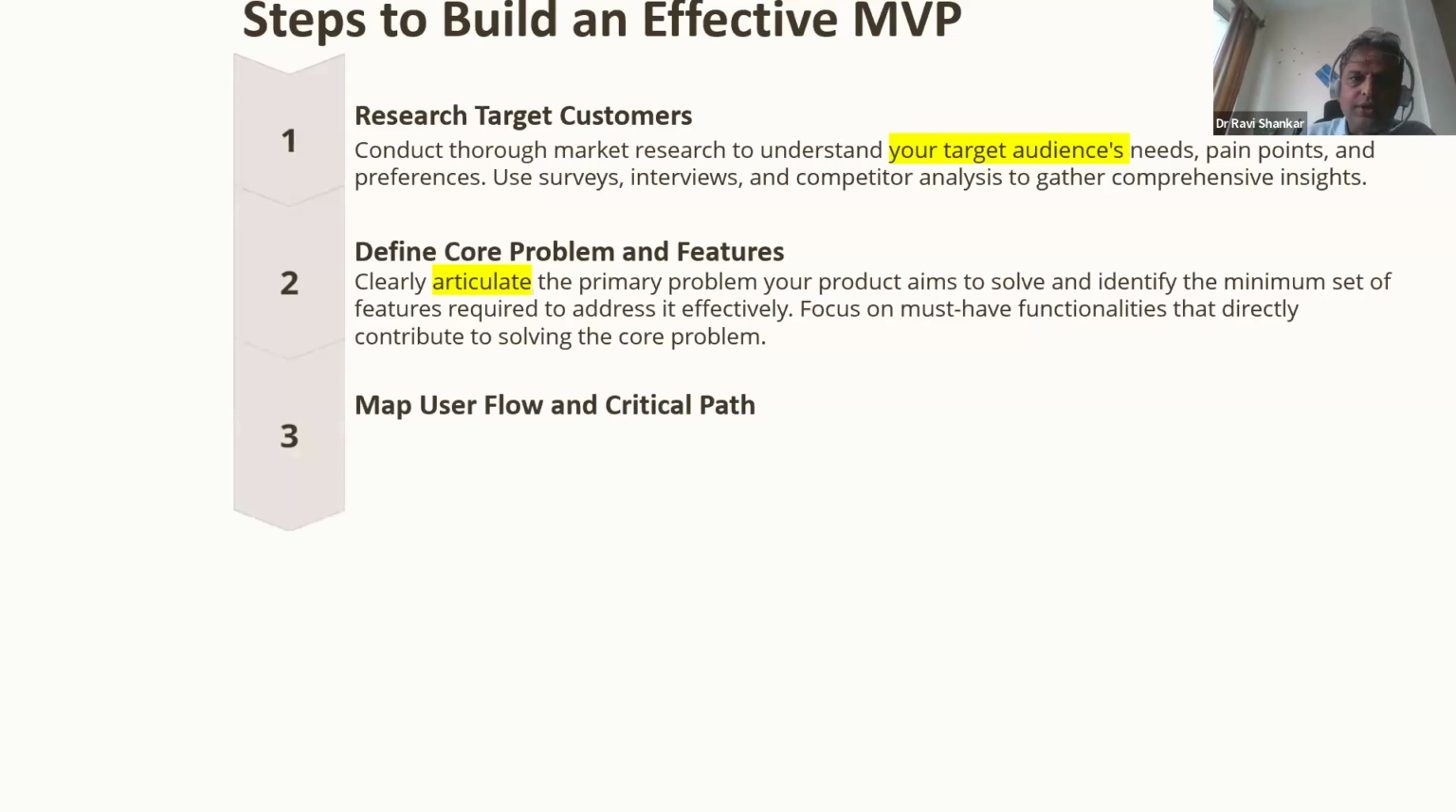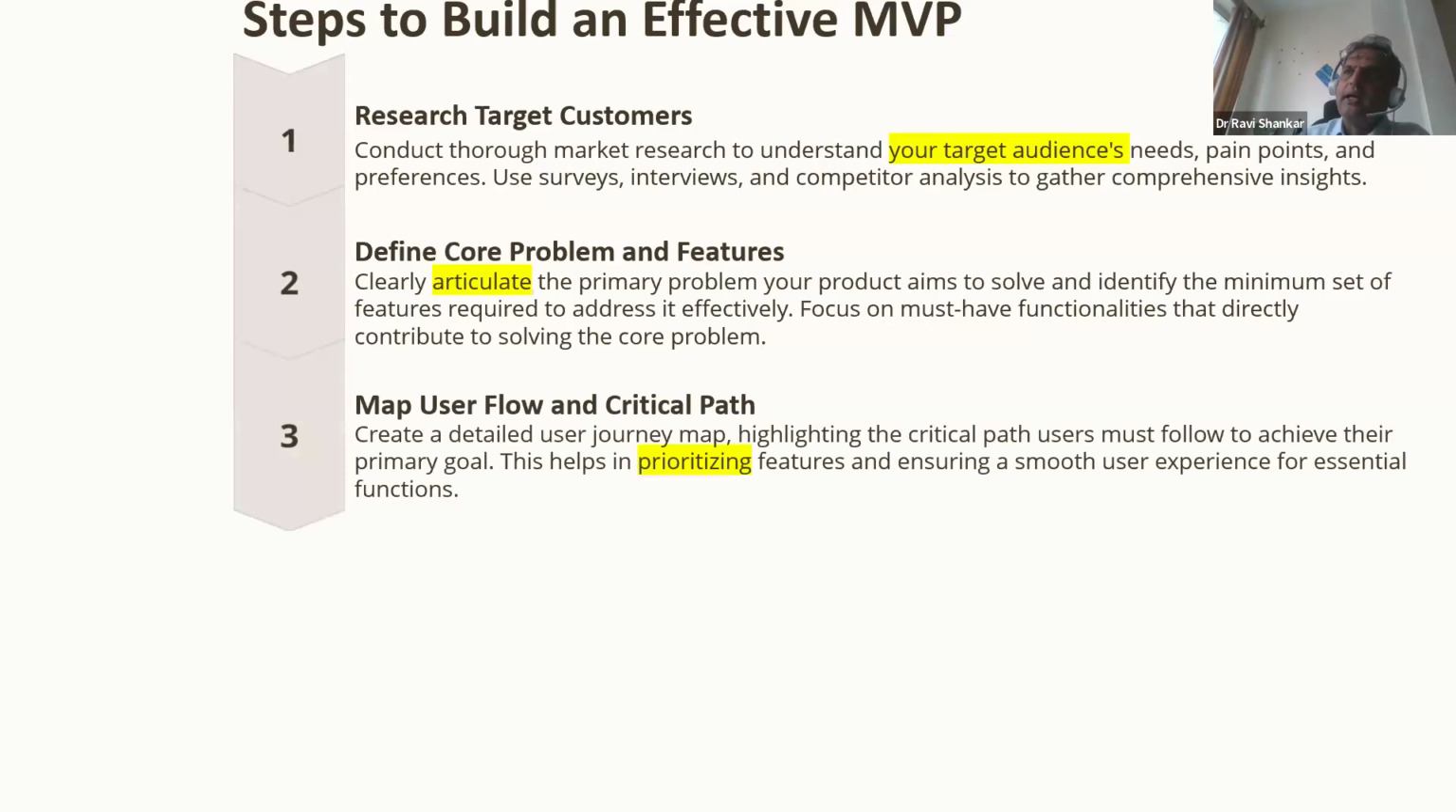What do we mean by user flow and critical path? It is about, again, identifying the priority. There's a must-have and good to have. You need to focus on must-have because you have limited resources and limited time. So prioritizing features will help ensure smoother UX, UI that are most essential for those basic set of functions. That's the primary goal. The MVP framework will help you to identify that path.